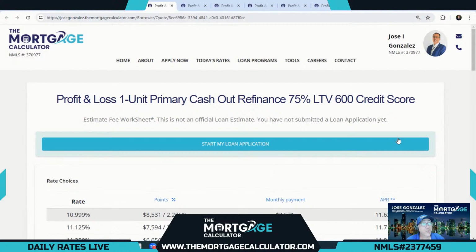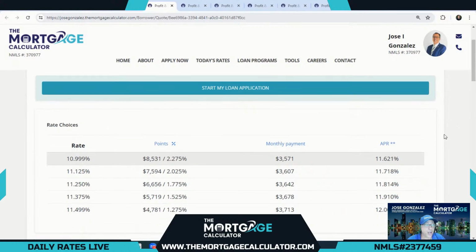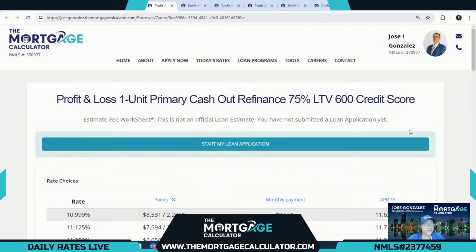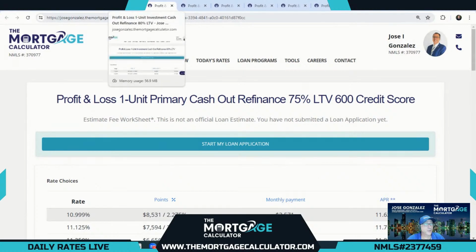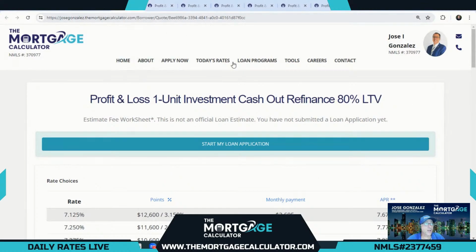And our profit and loss 1 unit primary cash out refi, 75% LTV. Again, they let us go to 75% even on the cash out for the 600 credit score option. 11.499 is our lowest cost option at a cost of 1.275 points. And you can buy that down to 10.999, don't forget the last 9, at a cost of 2.275 points. That's our primary 600 credit score option.